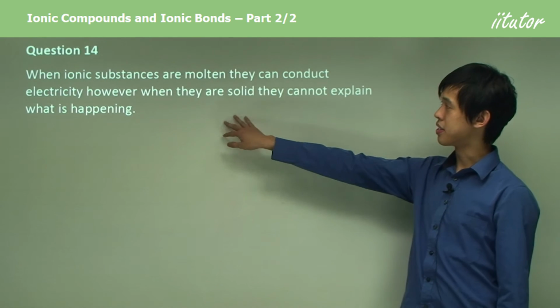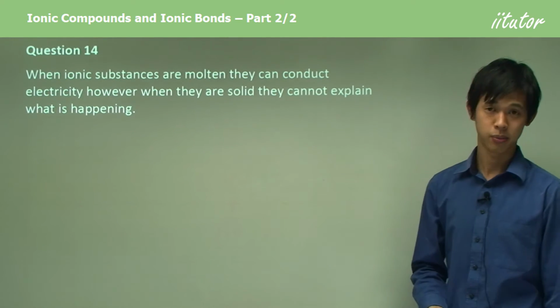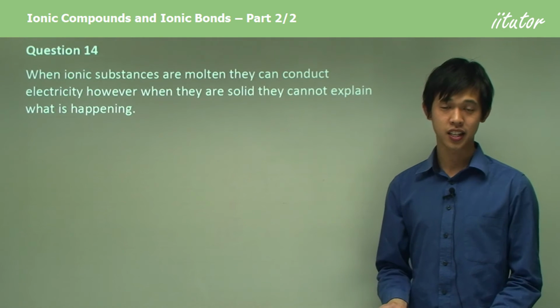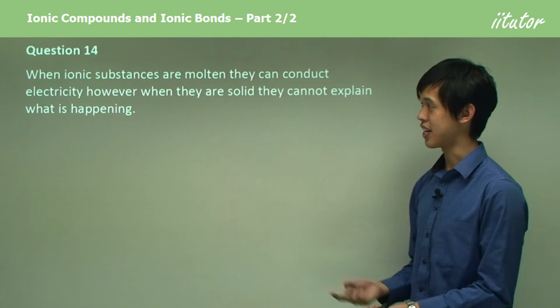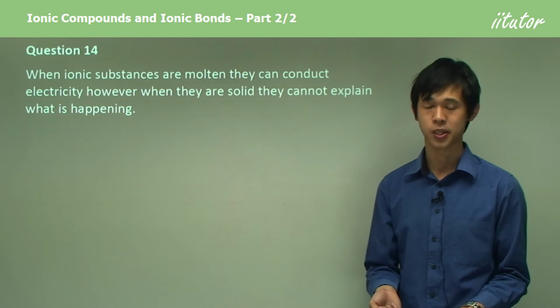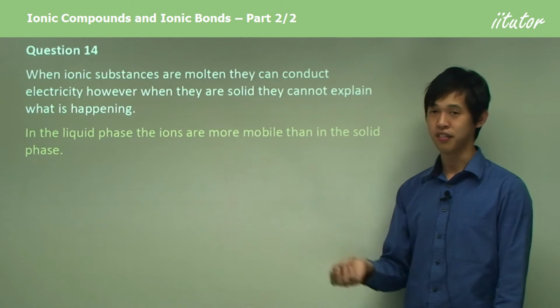So when ionic substances are molten, they conduct electricity. However, when they are solid, they cannot. Explain what's happening. So previously, we just said that they can't conduct electricity in solid state. But when we melt them, all of a sudden, you can pass electricity through them. So what's going on?